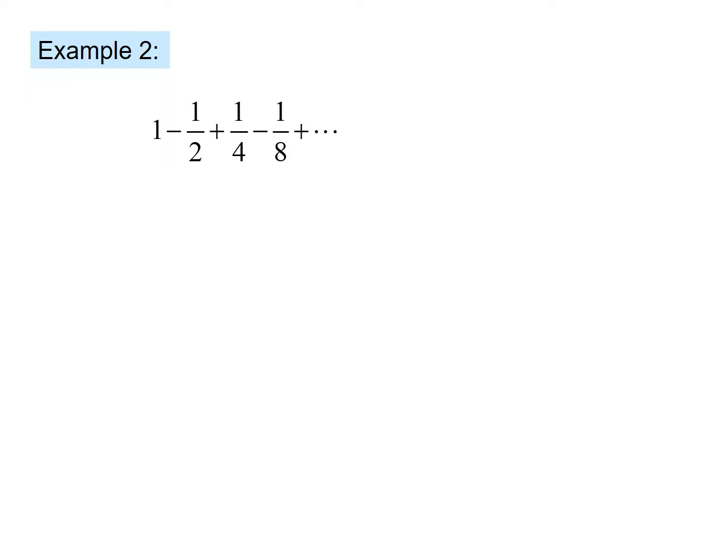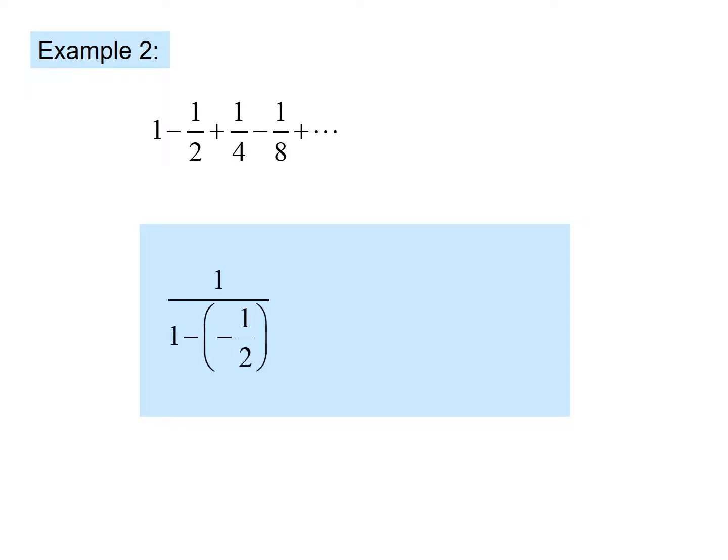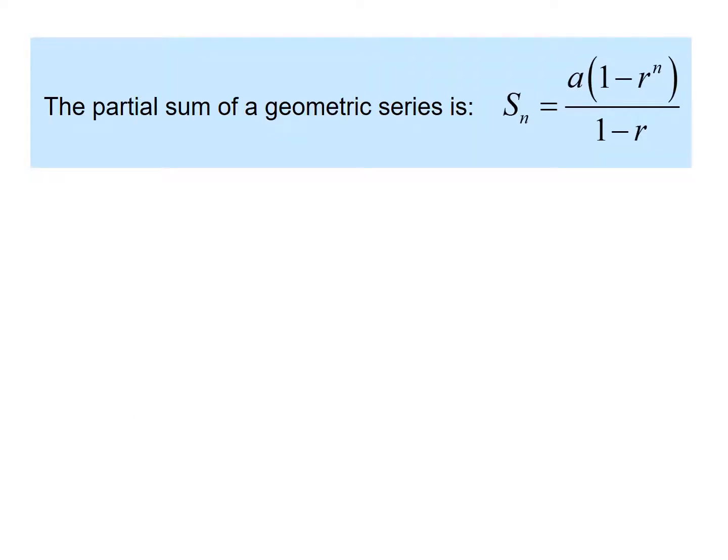Okay, geometric series multiplying by -1/2. Notice that r is negative in this case. We find this converges to 2/3. We can find a partial sum of a geometric series, so rather than adding up infinitely many terms, we could stop at some value of n.